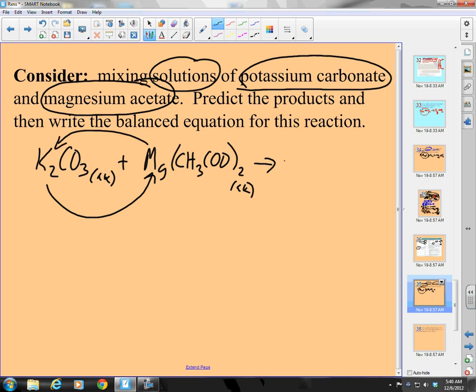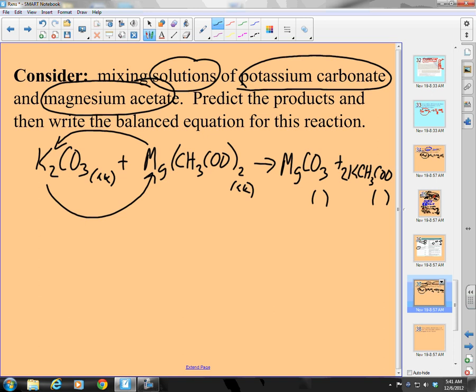what do I form? Magnesium carbonate, right? Magnesium's a +2 and carbonate's a -2, plus potassium CH3COO, two of those, potassium acetate. So we need to do what? Figure out the states, because we're not sure if this is a reaction yet. If these are both aqueous, then we'd say no reaction.